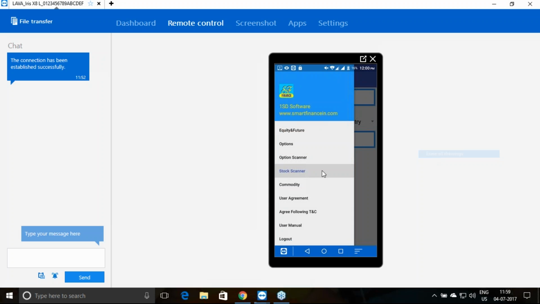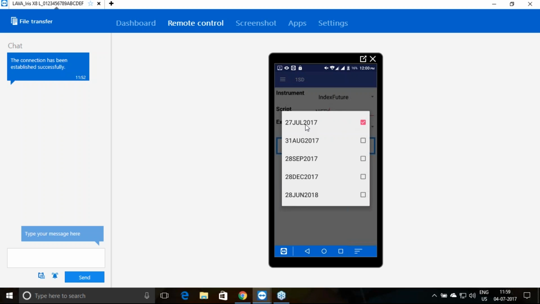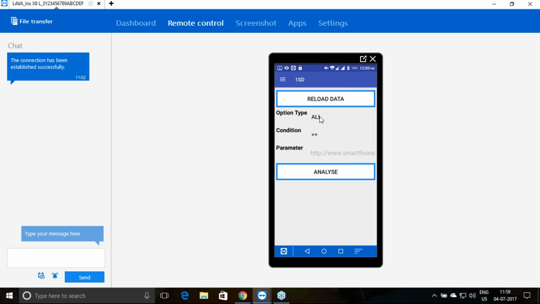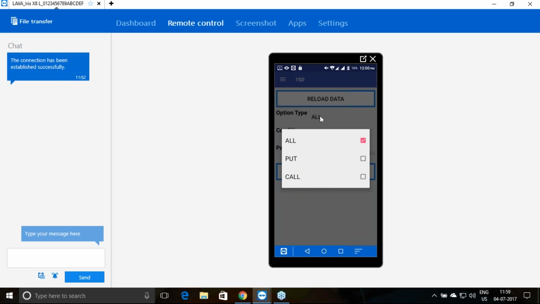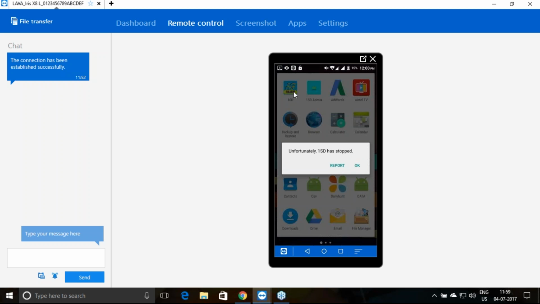And the second feature, we have given the option scanner. Once you go to this option scanner, you can go for any kind of option, stock option or index option. You need to select the expiry and you have to go for load data. So here we have grouped the stock options into call, put and all. So here I have gone for all options and here I am going for analyze.